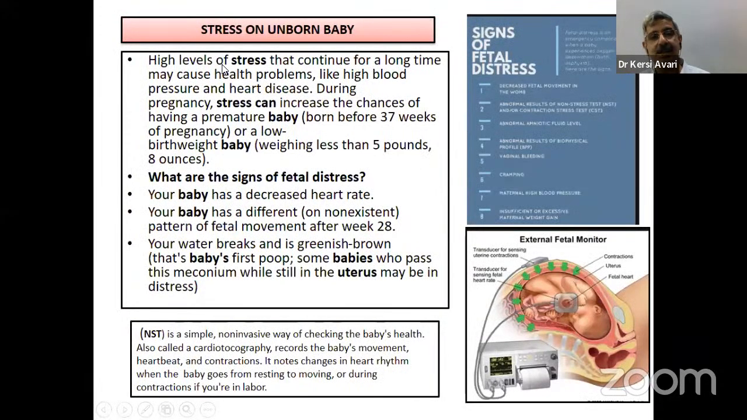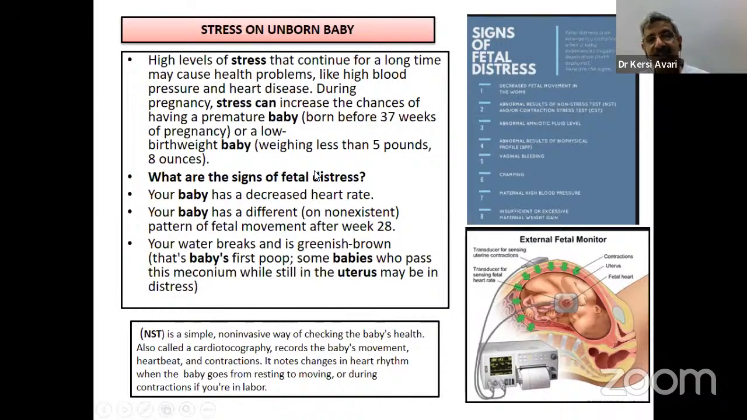Now the stress: high levels of stress that continue for a long time also cause health problems. During pregnancy, stress can increase the chance of having a premature baby, born before 37 weeks, with very low weight. You know, there are multiple pregnancies, early pregnancies of twins. The children are not more than a palm length, this much. So therefore, they are always kept in oxygen incubators for long. Now, there are multiple chances of problems developing subsequently.